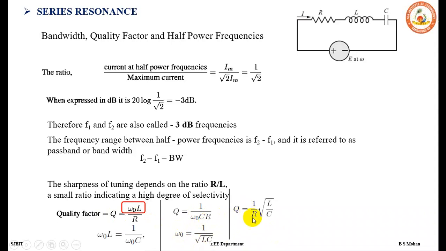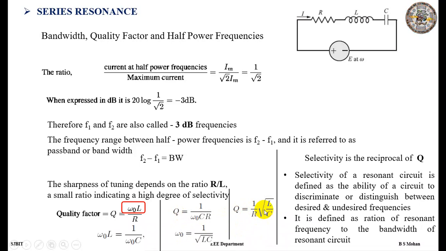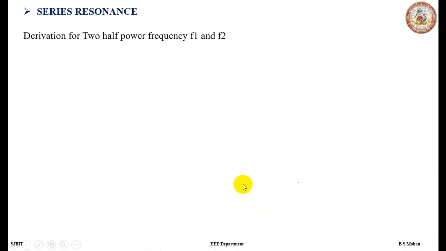So Q is equal to 1 by R square root of L by C. If you simplify by substituting this omega naught here, you get Q equal to 1 by R root of L by C. So selectivity is the reciprocal of Q. Selectivity of a resonance circuit is defined as the ability of the circuit to discriminate or distinguish between the desired and undesired frequency. It is defined as a ratio of resonant frequency to the bandwidth of resonance circuit.